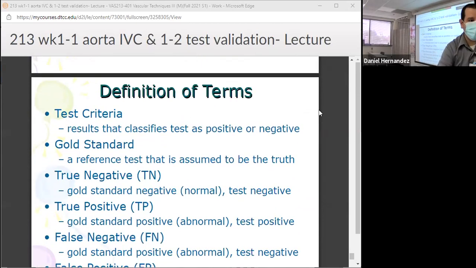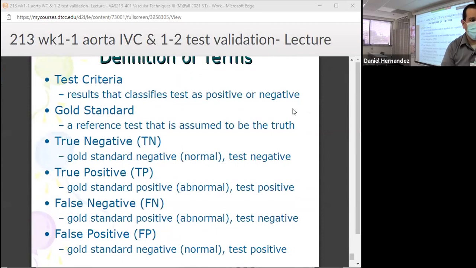So definitions of terms. We have test criteria. So these are results that classify the test as a positive or negative. We have the gold standard. So this is a reference test that is assumed to be the truth. So in medicine, we usually have one particular test or exam that we like to consider as the gold standard, and then we compare other different types of exams or tests to that gold standard.